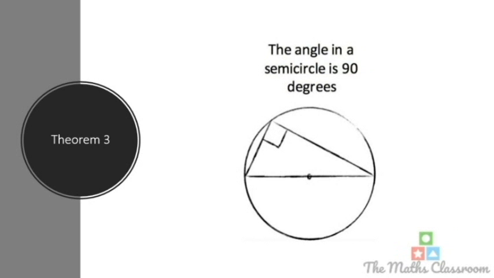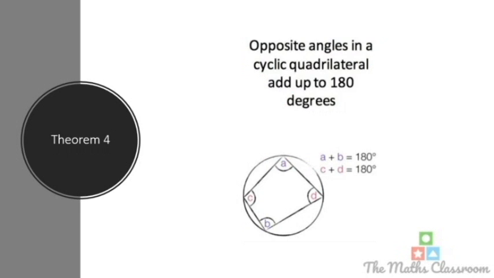Theorem 3 states that the angle at the circumference in a semicircle is a right angle. This theorem can be linked back to Theorem 1. The diameter is a straight line at the center of the circle, which is of course 180 degrees. The angle that is at the circumference is half of this. So the angle created is 90 degrees.